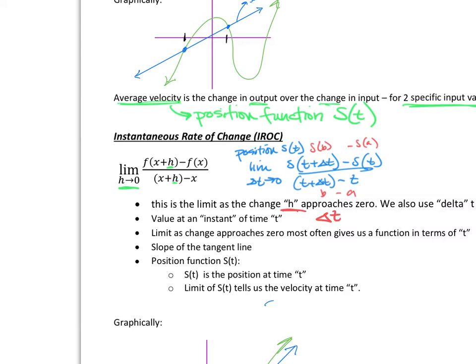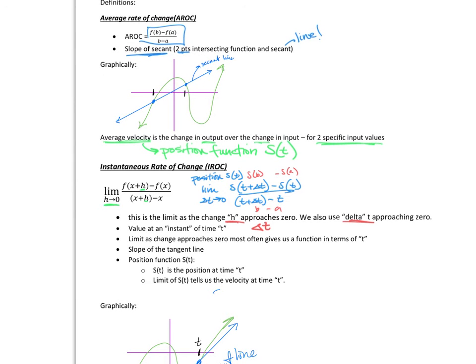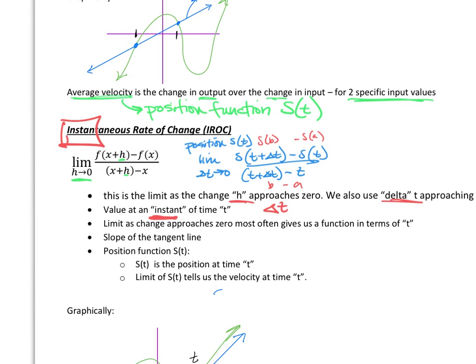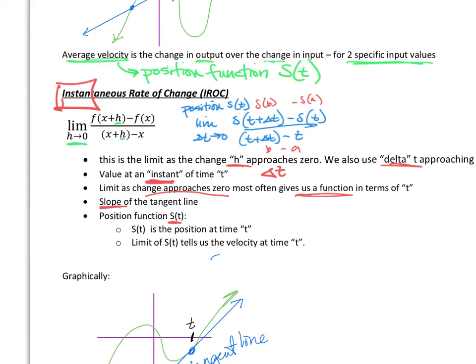And of course, we could also have that delta t, which I guess is what I just said right over here. The delta t, and we're actually finding a value at the instant time t. And remember, instantaneous also has that word instant in its official definition. So the limit as the change approaches 0 often ends up being a function in terms of c. What is this? This is also the slope of the tangent line. And again, when we are talking about a position function, we're talking about velocity.